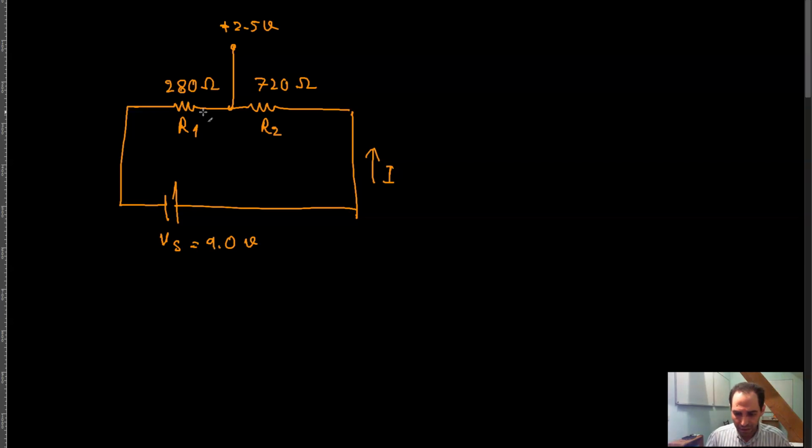Which means that for many different reasons, you need to know the current going through your circuit. Which brings us to the fact that your R of T in this circuit would be equal to R1 plus R2, which is equal to 1,000 ohms.